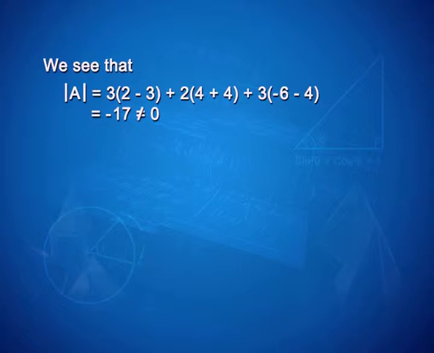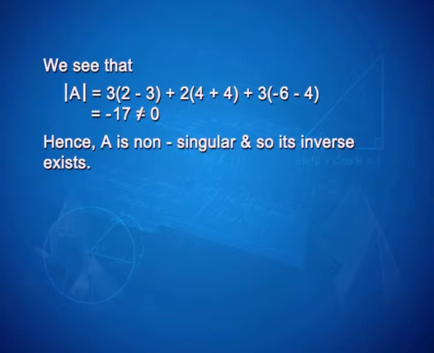We see that determinant A is equal to 3 into (2 minus 3) plus 2 into (4 plus 4) plus 3 into (minus 6 minus 4). This on simplification gives minus 17, which is not equal to 0. Hence, A is non-singular and so its inverse exists.